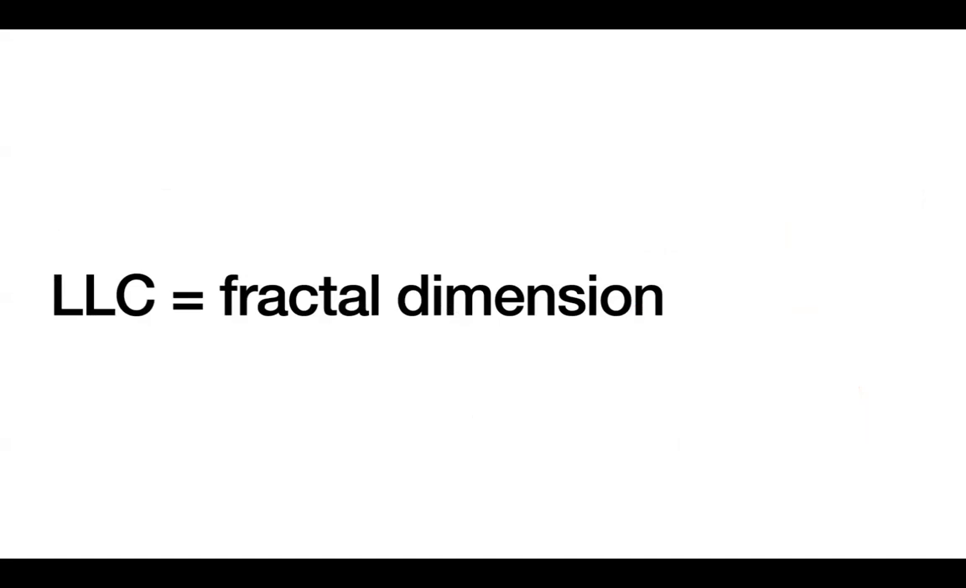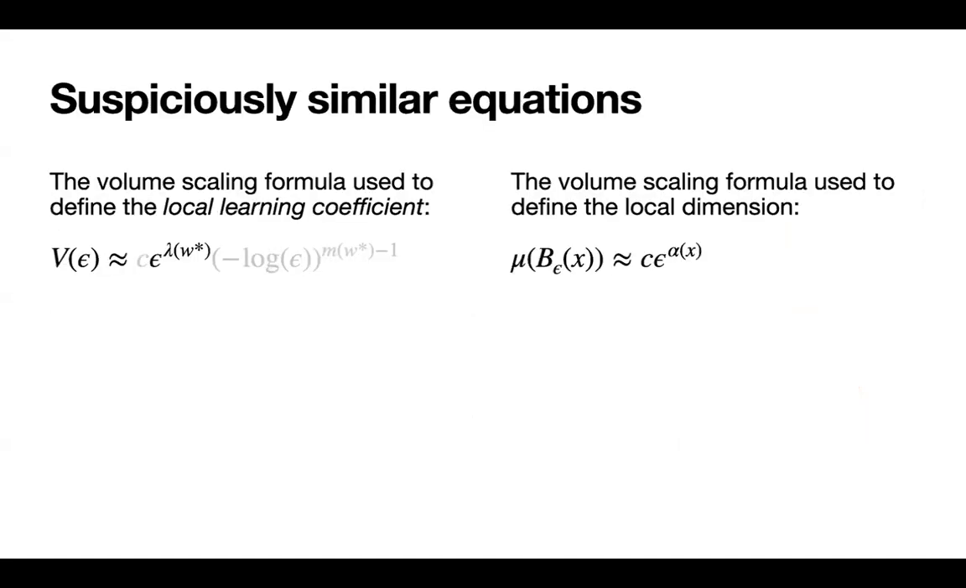Okay, so now the payoff: how is the LLC a fractal dimension? At this point, hopefully you've already seen that we've had some pretty suspiciously similar equations, right? The volume scaling formula we use to define the learning coefficient, if you ignore that logarithmic term, and the volume scaling formula from the local dimension. Can we formalize this?